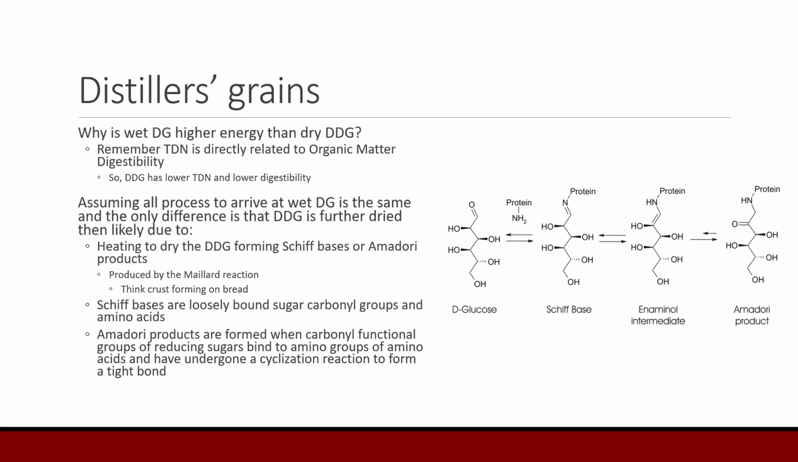Okay. If it stops at the Schiff base, it's really reversible. However, if it carries all the way to this Amadori product, it's much less reversible. So this is much more indigestible than Schiff base, which is much more indigestible than this dextroglucose. What is it? Levorotatory, dextrorotatory. Who remembers what those are?